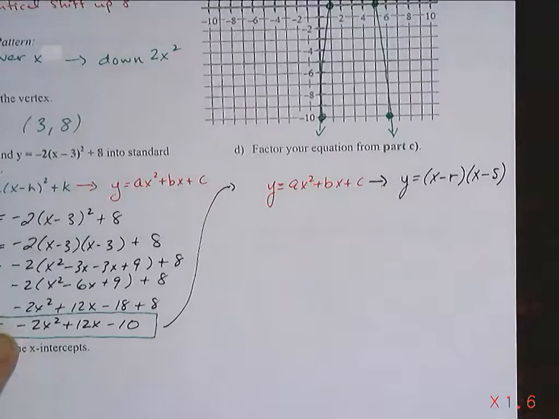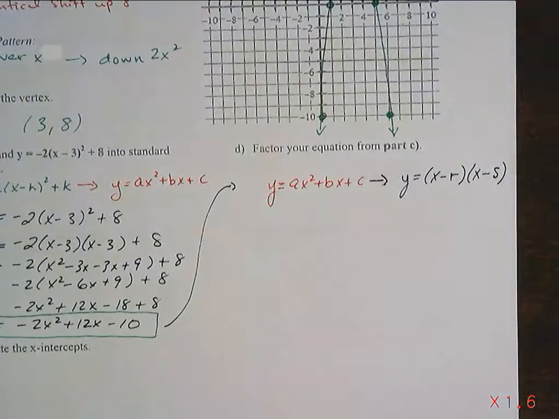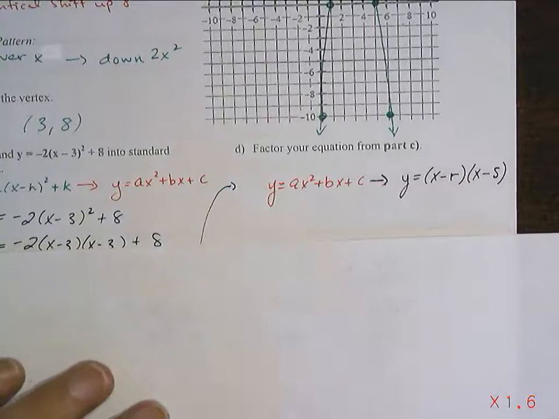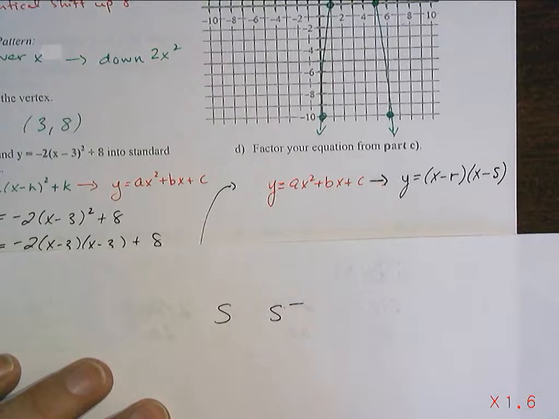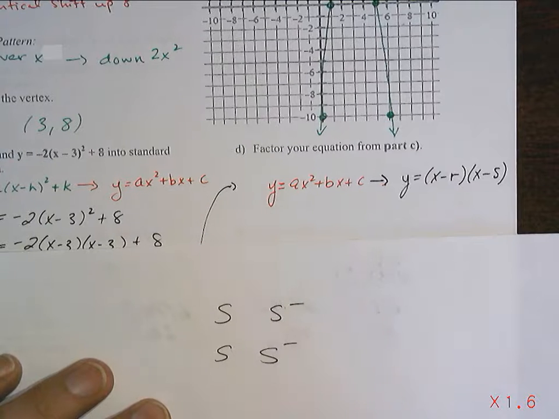Now, there's been some discussion at school about my s's and my 5's. This is an s. This is a 5. Yes, it's not fair. I am very unapologetic about it. That's an s. That's a 5.